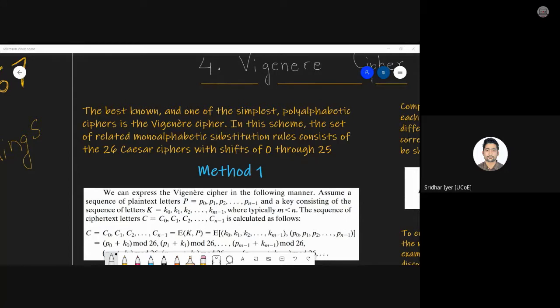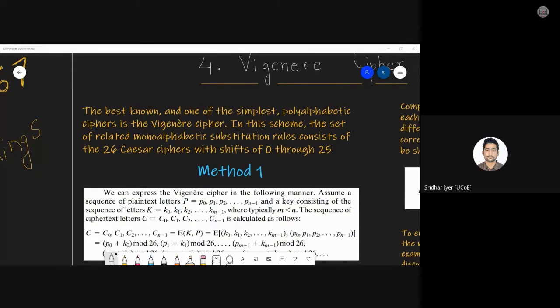Method number one is like this. First of all, have a look. The Vigenère cipher basically consists of 26 Caesar ciphers. I'm repeating once again, you have already learned what a Caesar cipher is, and it took a little amount of time for me to explain what exactly the Caesar cipher was. So now just imagine that the Vigenère cipher is made up of 26 such Caesar ciphers. Fine. But don't worry, it is not that difficult to understand.